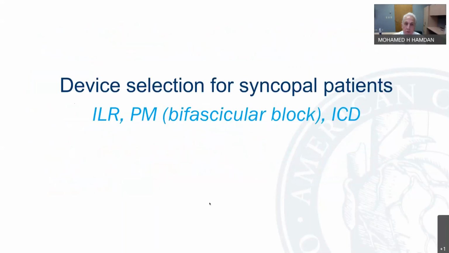So we covered basically ILR indications, pacemakers, and ICDs in patients presenting with syncope. I hope you found that information useful. I strongly encourage you to look at the references that we have listed in some of the slides. These are key studies that I hope you will find helpful.